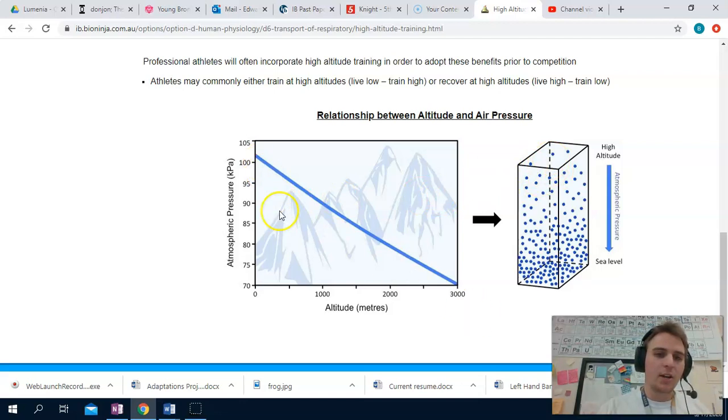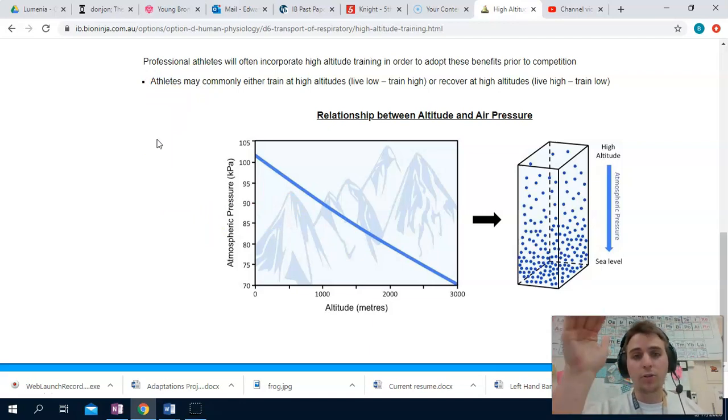So you can see that here. So athletes, a lot of you have probably heard of this before, but athletes will often go to very high altitude places. A lot of times swimmers, like Michael Phelps, or runners in particular. I think I actually read about Usain Bolt doing something like this.